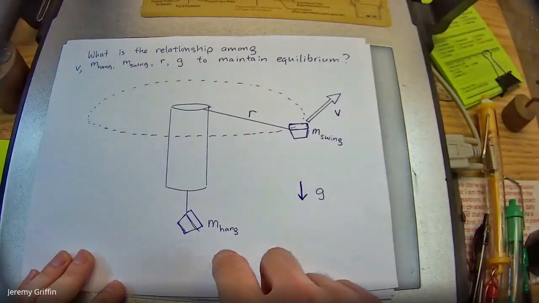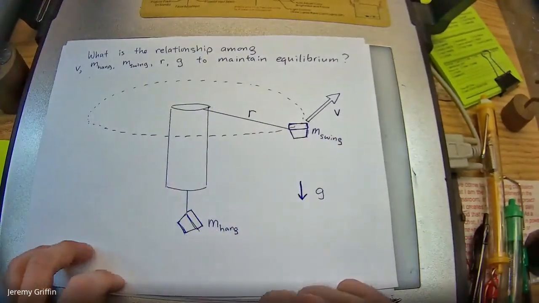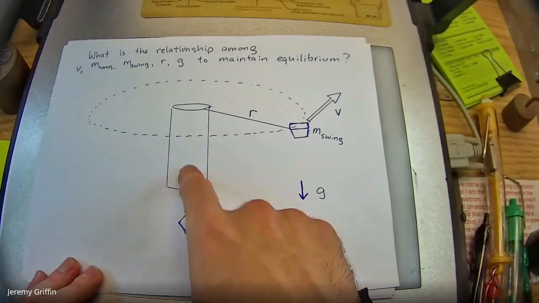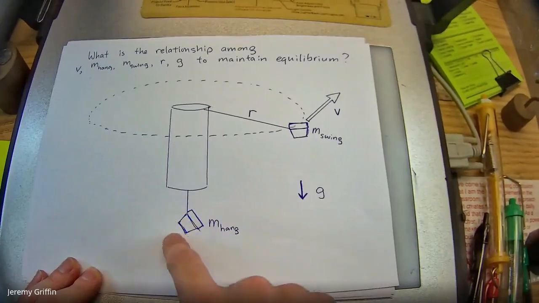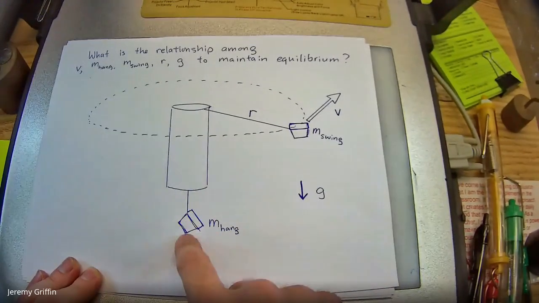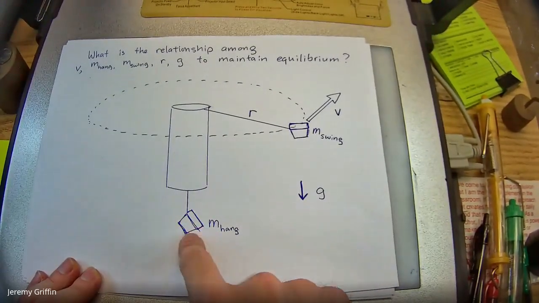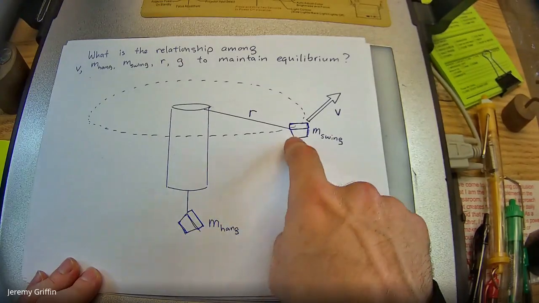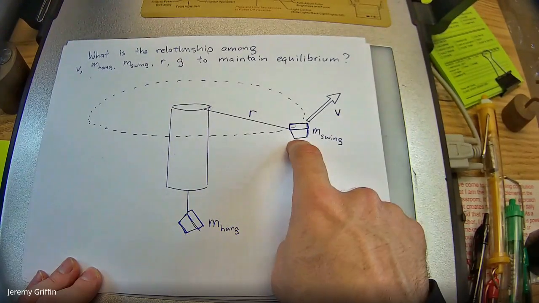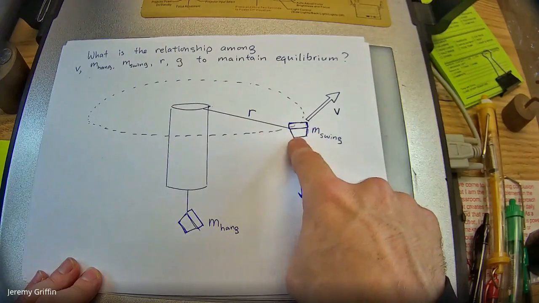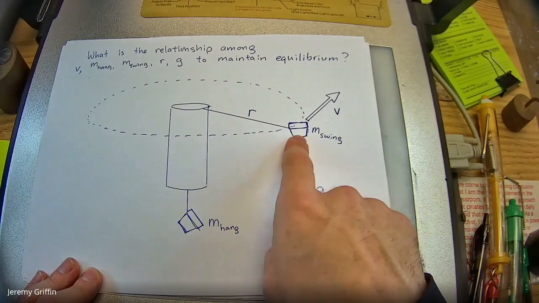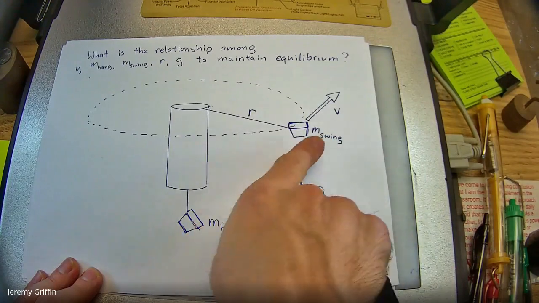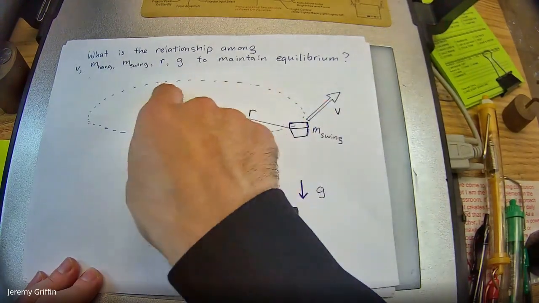There's going to be some relationship among these variables, so that maybe this one that's hanging doesn't rise or fall. So this guy could be in true static equilibrium, at least the one that's hanging would be. Now the one that's swinging, is this guy in true static equilibrium? No, because static equilibrium would mean that either it's at rest or it's moving in a straight line, which it definitely is not. It's on a curved path.